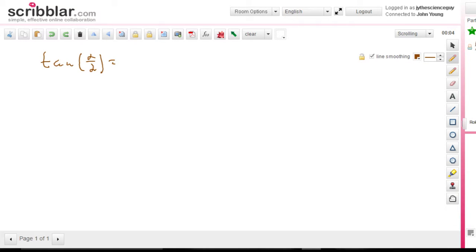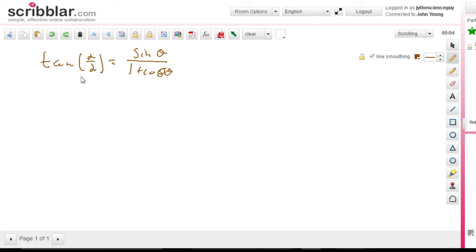Oh, okay, so we didn't have enough time to finish this yesterday, so I'm going to do this for you as quickly as I can so you can actually see how it's done. You needed to do the proof that the tangent of the half angle is equal to the sine of theta over 1 plus the cosine of theta.